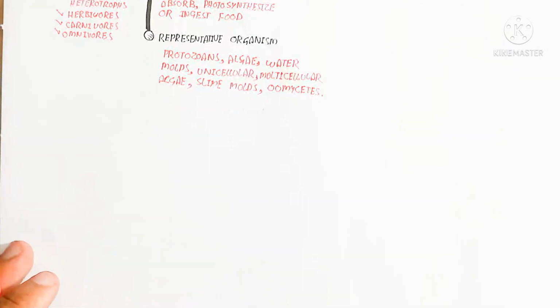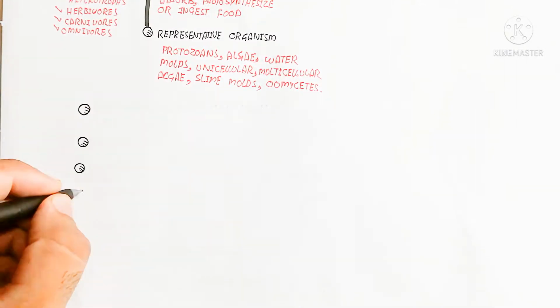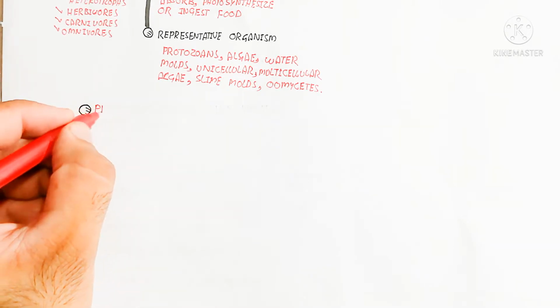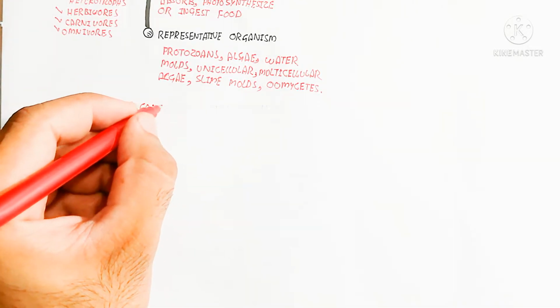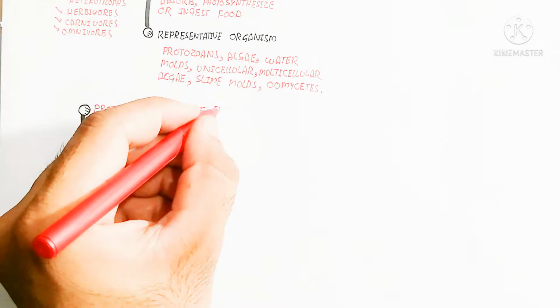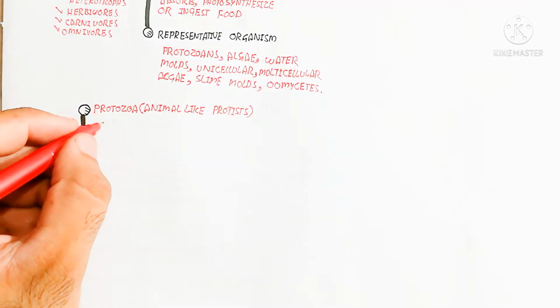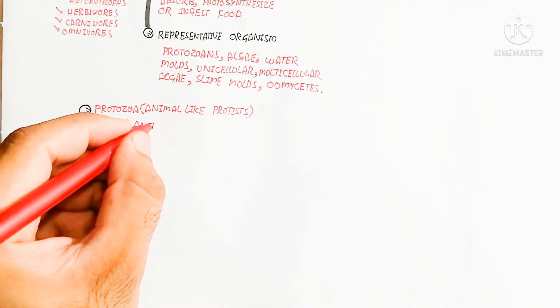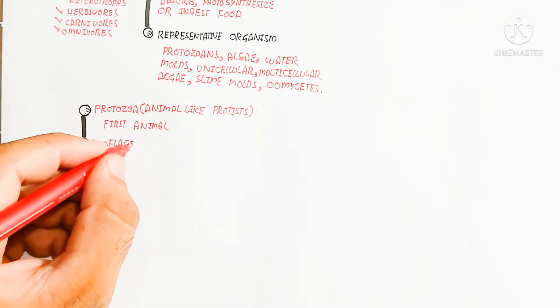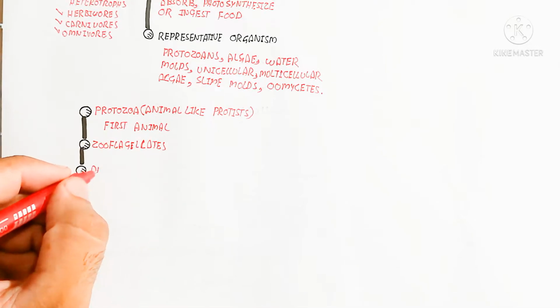Let's begin to understand the protozoa. The protozoa is an animal-like protist. That is why it is known as protozoa. Proto means before, zoa means animal. So it is an animal-like protist. Let's first understand the animal-like protist, and next we will discuss the plant-like protist.